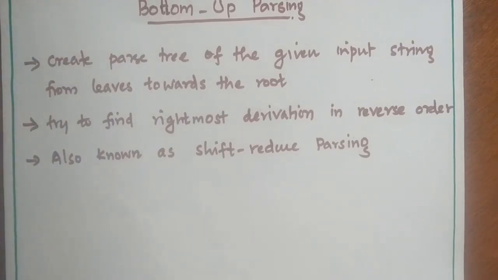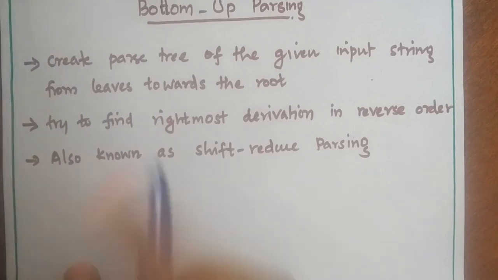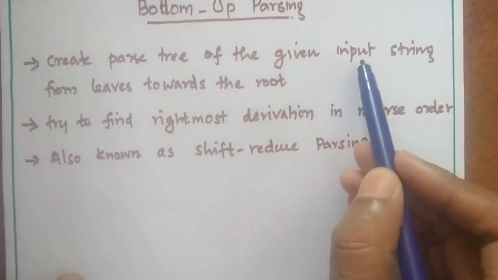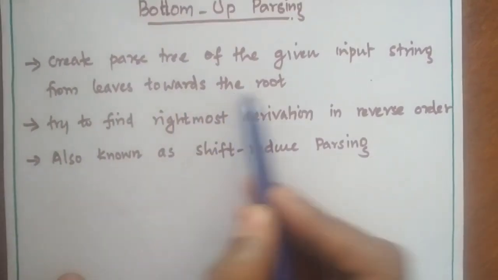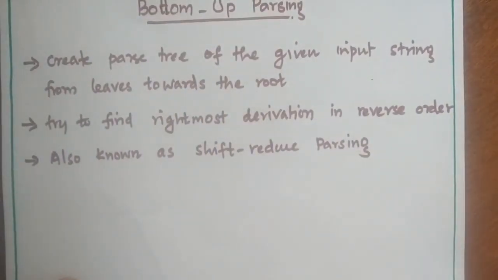Then the first topic is what is bottom-up parsing. A bottom-up parser is a parser which will construct a parse tree and will verify the string belongs to the language of a grammar by constructing the parse tree. The construction will start from the leaves of the parse tree and will progress towards the root. It creates a parse tree of the given input string from leaves towards the root. That is why the name comes bottom-up. The bottom of the parse tree contains leaves. So finally it reaches the root, the top of the parse tree.